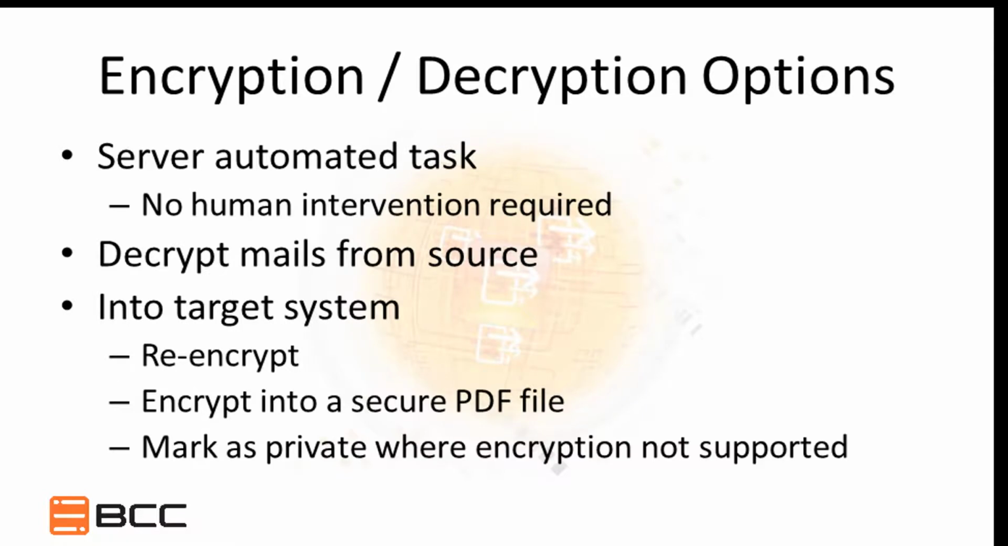One of the major advantages for Mail Migration Engine is for HCL Domino systems, it's the most efficient way to decrypt content and send it on to the target system. On passing to the target system, there are 3 options: to re-encrypt with another certificate, encrypt to a password-protected PDF, or to mark the item as private, where encryption is not supported. Alternatively, you can choose to decrypt the source content and push it to the target system unencrypted.